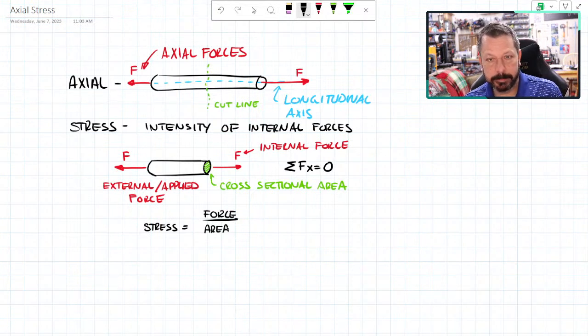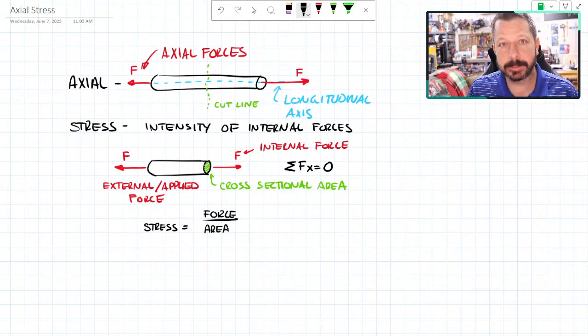that I shaded green. And if I know those two values, if I know force is 10 pounds and that cross-sectional area is 2 square inches, then I calculate it. 10 pounds divided by 2 square inches is 5 pounds per square inch, or 5 psi. And I can actually calculate the stress at that point.